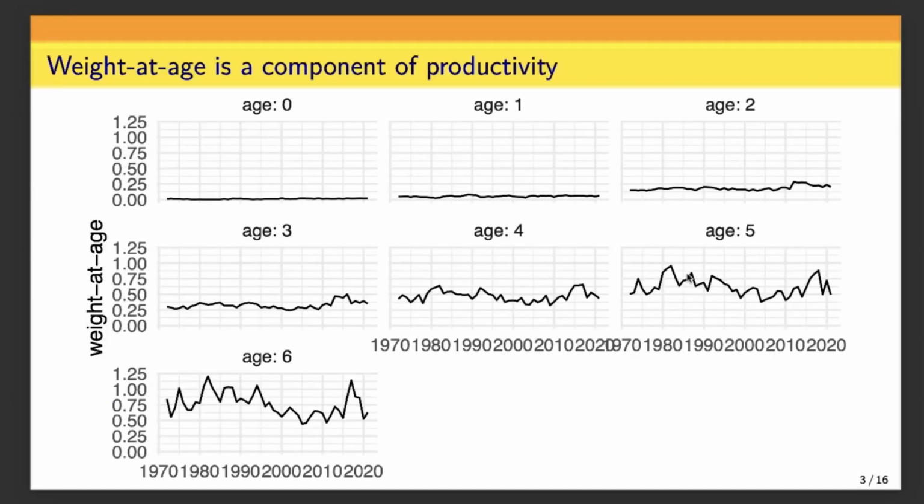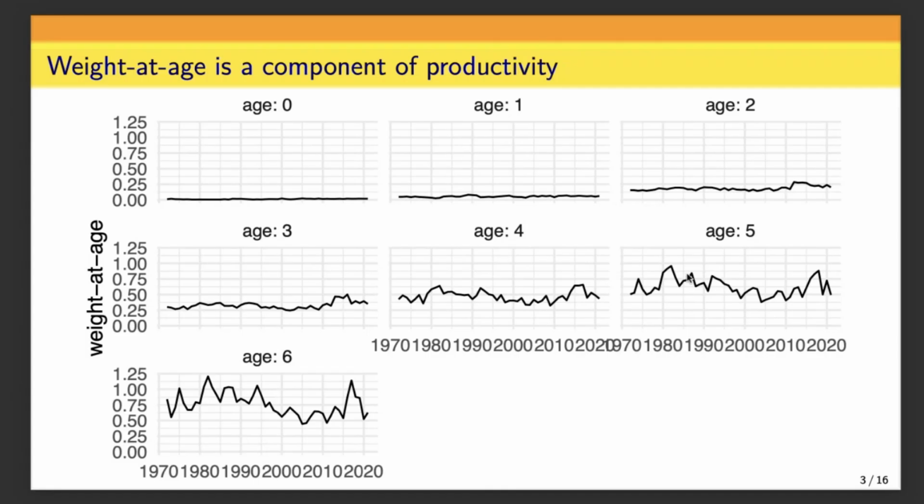So here we're looking at weighted age as a component of productivity because the stock has these variable weights at age that go into the SSB. What you're looking at is a timeline of the weighted age for a stock. I believe it's haddock that has 6 age classes. The 6th is probably the plus group, if I'm not mistaken. And you can see that it varies, especially for these older age classes.